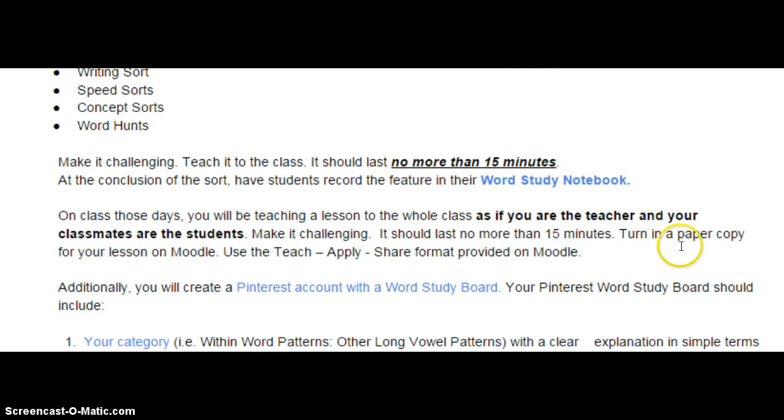And make it challenging. You're going to teach this to the class and you cannot take longer than 15 minutes. We have 4 people to present in an hour, so really aim to keep your lesson about 10 to 12 minutes. But I also want you to not just teach us the lesson, I'd like us to have a little time to look at each other's Pinterest boards as well.